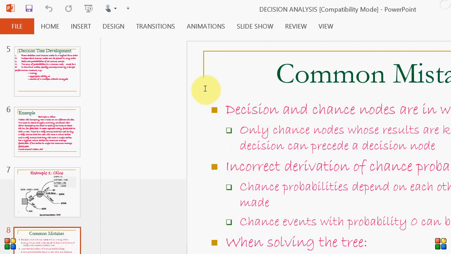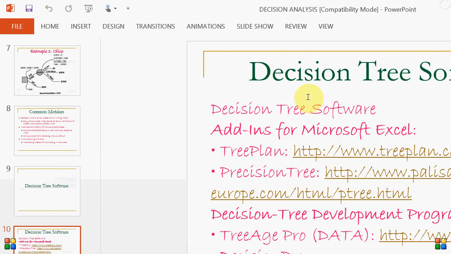So the common mistakes that happen in decision trees are decision and chance nodes being in the wrong order, and an incorrect derivation of chance probabilities in solving the tree. Sometimes you maximize rather than minimize, or vice versa. So you should know that if it's losses, it has to be minimized, and if it's profits, you have to maximize. There are various decision tree softwares available, but we are using the Palisade Decision Tools.